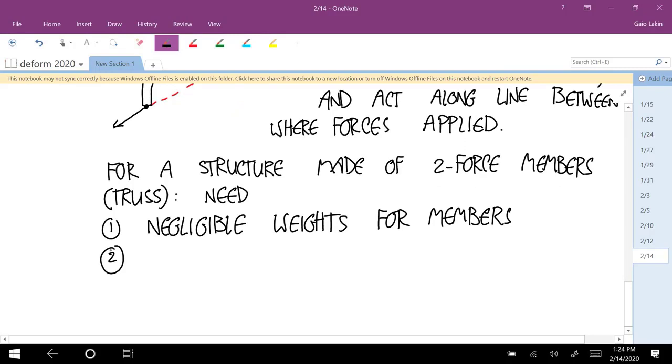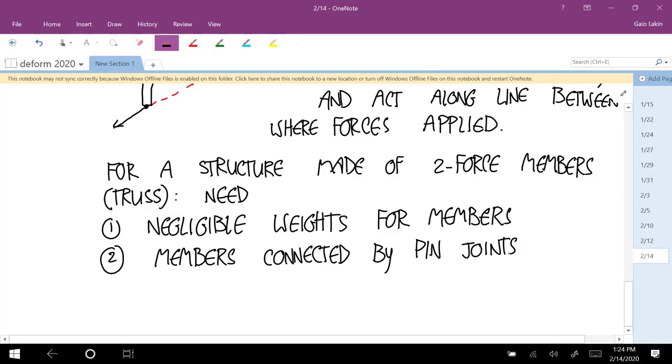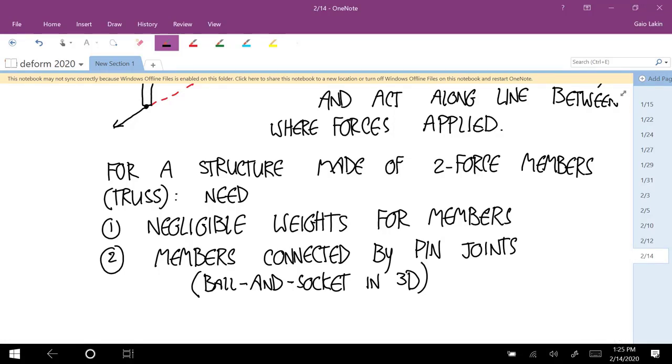Second, all the joints have to be pin joints. So the members have to be connected by pin joints. That's in 2D. In 3D, it would be ball and socket joints. And again, that doesn't mean that you can't use the truss simplification if the members have any weight. Obviously, everything has weight. It just means that the forces applied to these members need to be big compared to the weights of the members so that it's reasonable to neglect the weights. Mathematically, you have to be able to set them to zero.